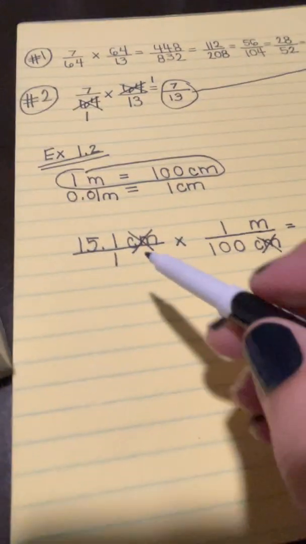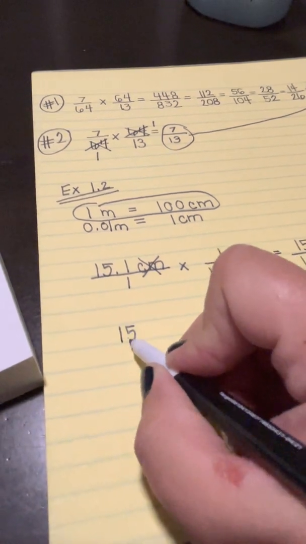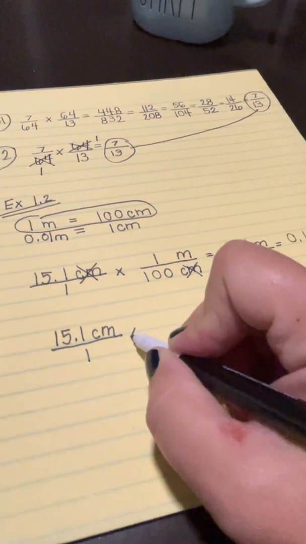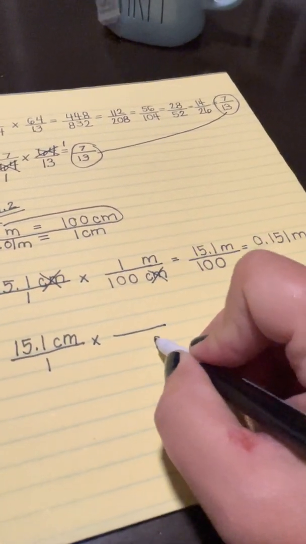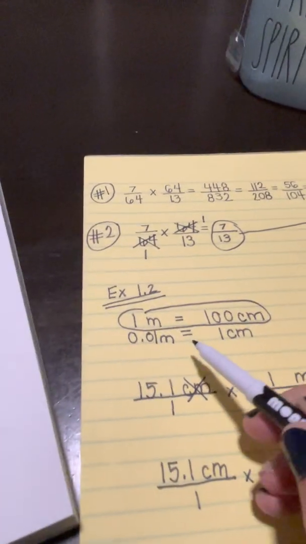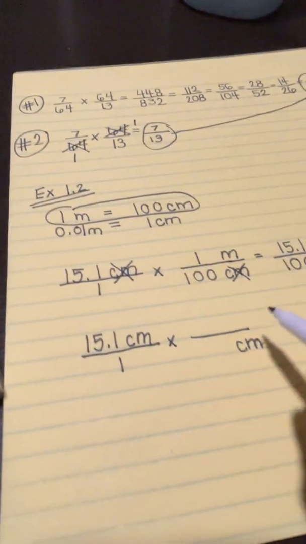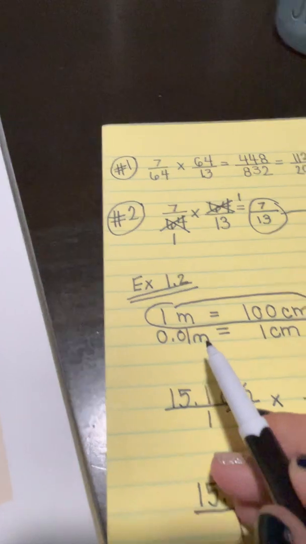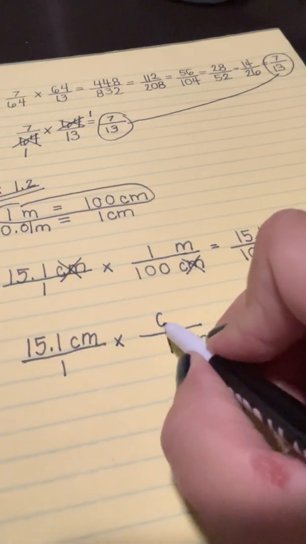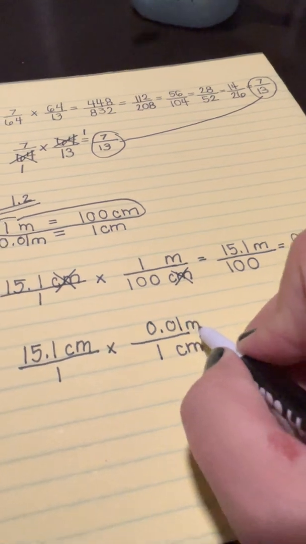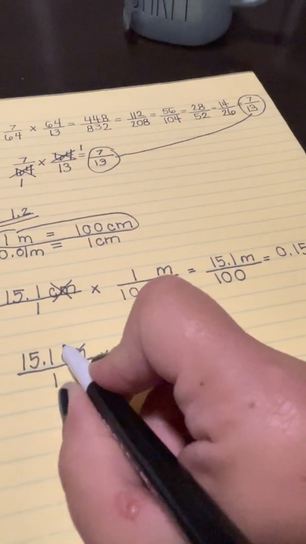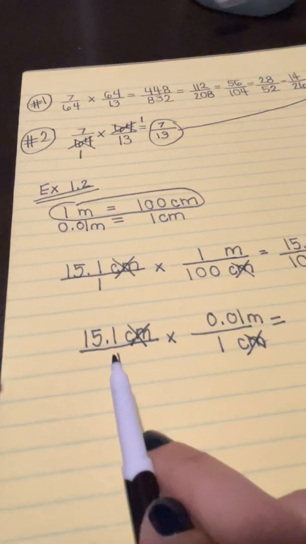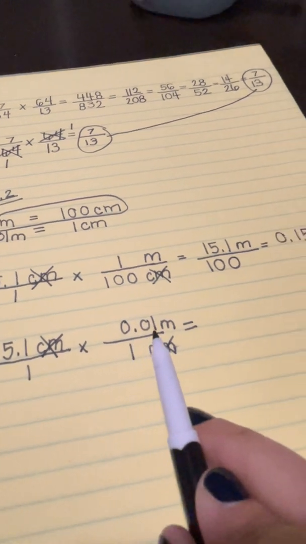Okay, so if we said 15.1 centimeters, we're gonna convert it into meters. So no matter what, we still have our centimeter on the bottom, but we're gonna use this conversion now. So 1 centimeter is the same as 0.01 meters. So again, our centimeters cancel out because one's on the top, one's on the bottom. And now we can say 15.1 times 0.01.